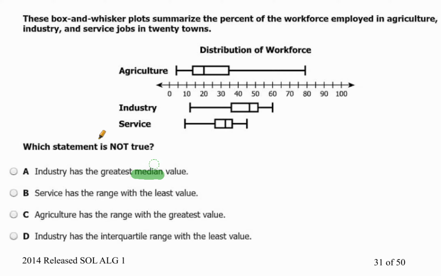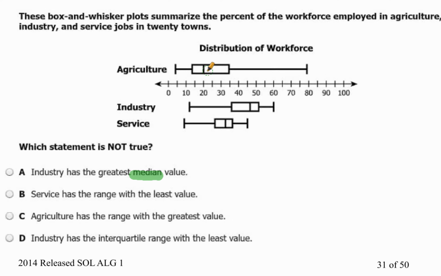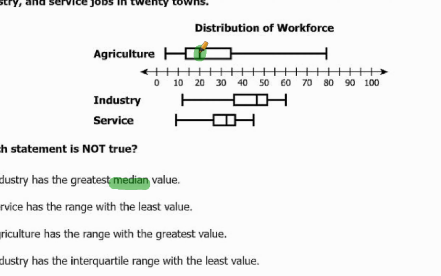Now, what I'm going to do is look back up at the picture, and what you have to be able to do is analyze the picture and know where the median is. So the median for agricultural is right there at that spot. And in industry, it's going to be right here at this spot. It's going to be that line that's in the box of your box and whisker plot. And then over here, services median will be in that spot.